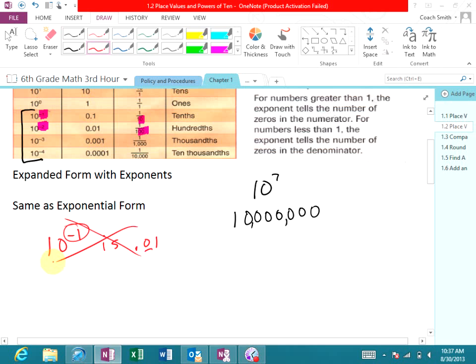Why is that not correct? Who can tell me why you think that's not correct? That for every exponent we have on the negative, we don't have a 0. Why do you think that's correct? Tristan, take a guess. If you're wrong, you're wrong. Ain't no big deal.